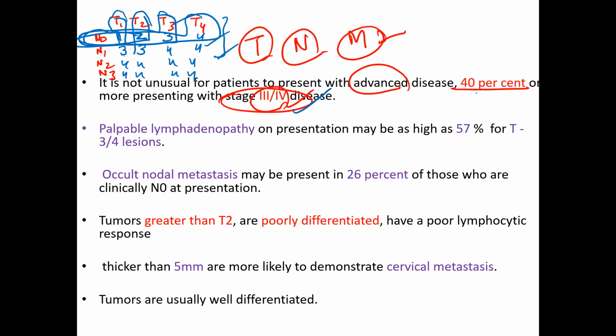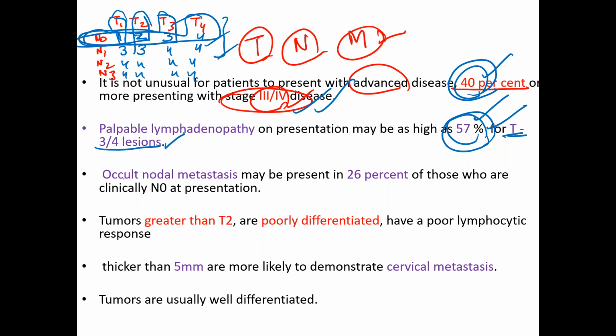So stage 3 and stage 4, 40% of the patients present with stage 3 and stage 4 disease. Next, palpable lymphadenopathy on presentation may be as high as 57%. You might have lymph nodes in 57% of the cases and T3, T4 lesions. Of course, these percentages are not important for you.